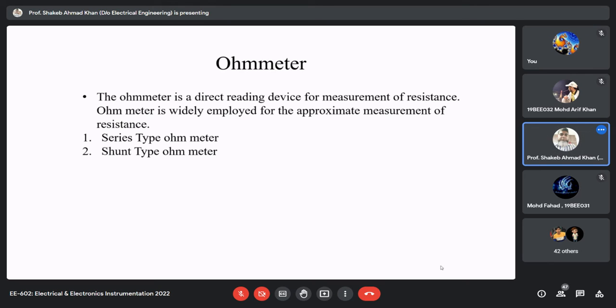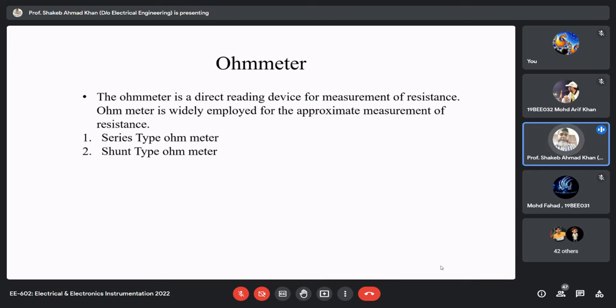There are many types of ohmmeter, and we'll discuss two main types. One is called the series type. So I had written here that the ohmmeter is a direct reading device for measurement of resistance. The ohmmeter is widely employed for approximate measurement of resistance. Approximate measurement means just for the sake of general measurement, it is good.